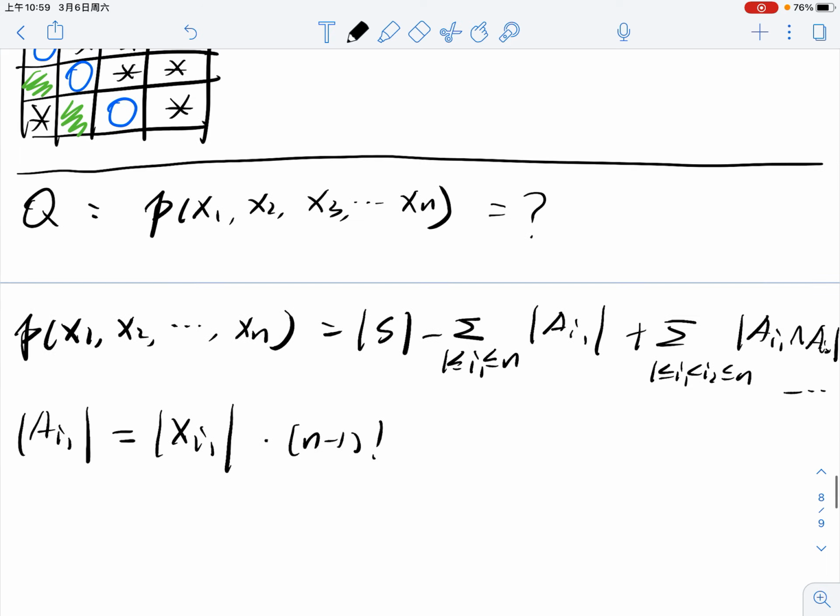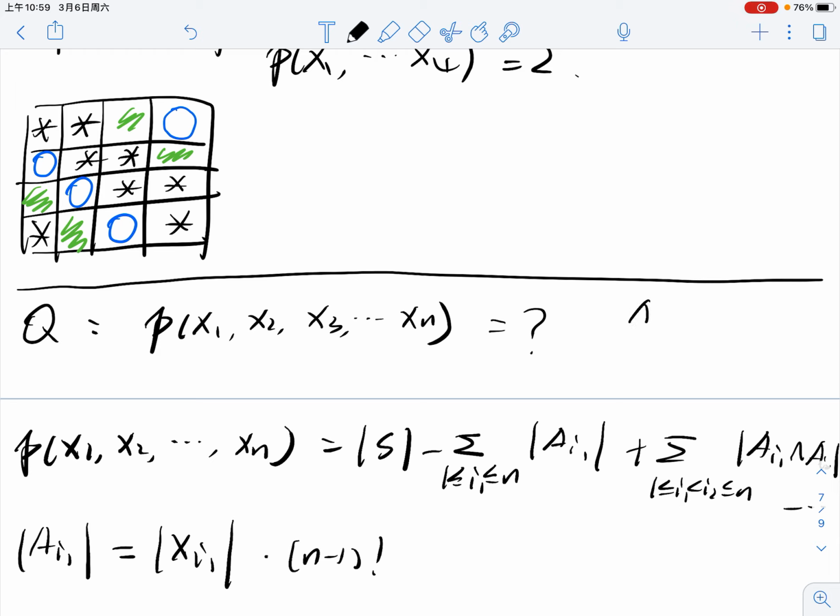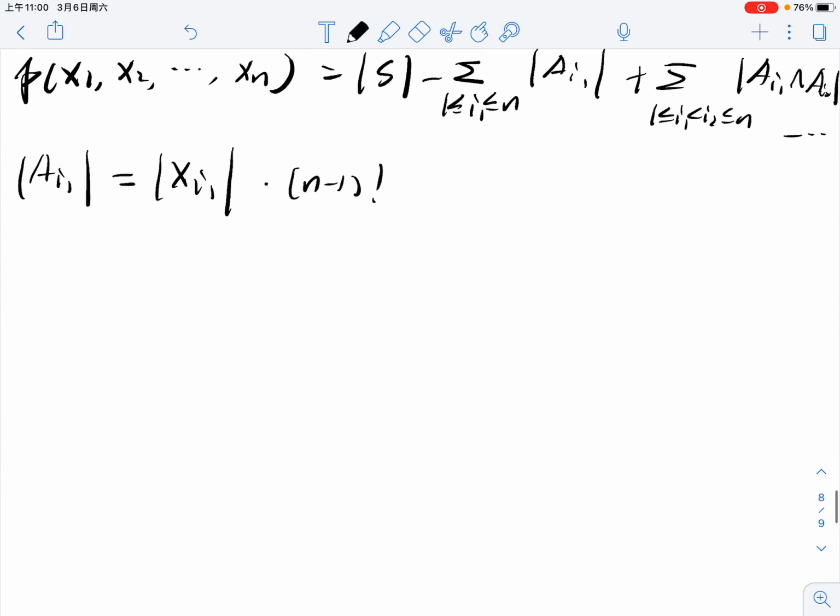Oh, sorry, I haven't defined what AI is. AI is in xi. Note that if AI is in the set xi, then all the other elements can be chosen from the remaining n minus 1 columns. So you have n minus 1 factorial. And how about two intersections?